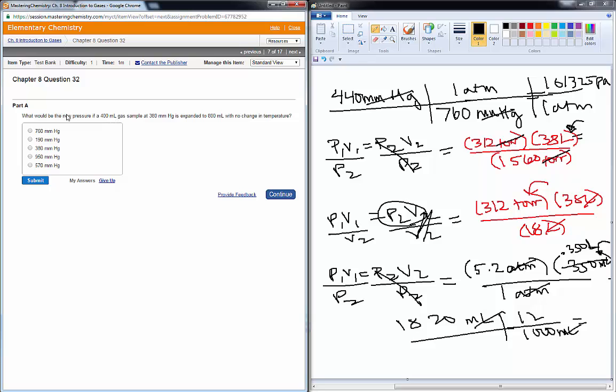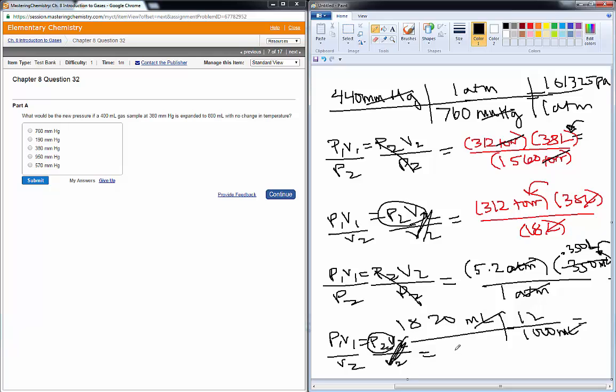Next, again, if I've got volume and pressure and I change the volume, what will the new pressure be? I'm going to plug this in. This time again, we're looking for P2, because we're looking for the new pressure. P1 V1 equals P2 V2. Divide both sides by V2. Now we're solving for P2.